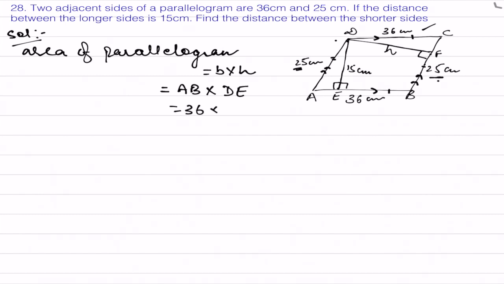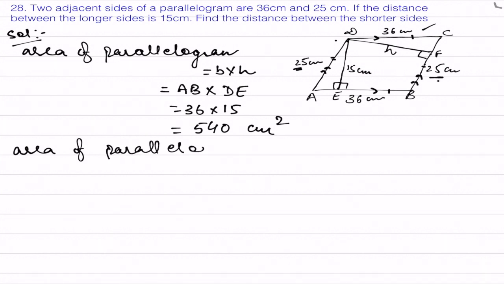That is 540 square centimeter. Now again I'll use the same formula. Area of the parallelogram is base into height. If I take the shorter side BC as a base, the height will be DF, the distance between these two parallel sides. So I'm taking BC as a base and DF as a height, that is the distance between the parallel sides. Now we know the value of the area of the parallelogram, that is 540.